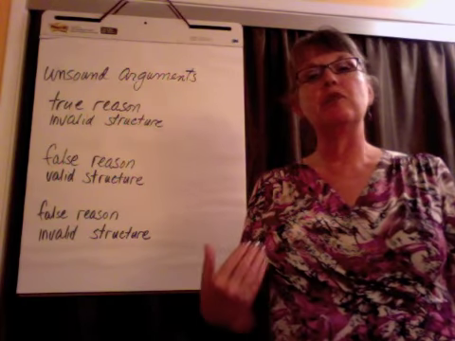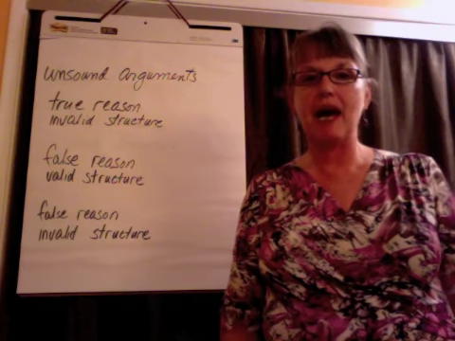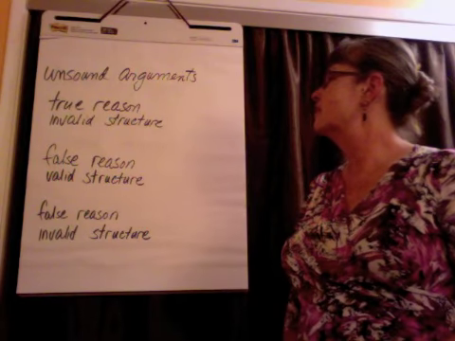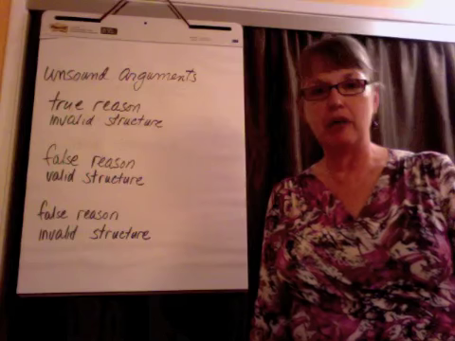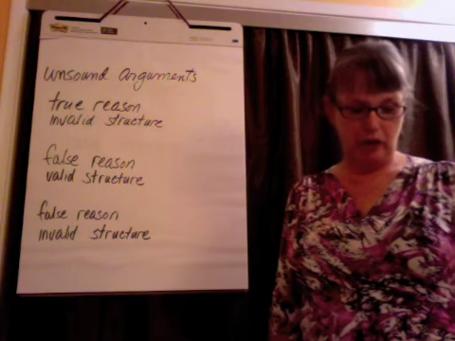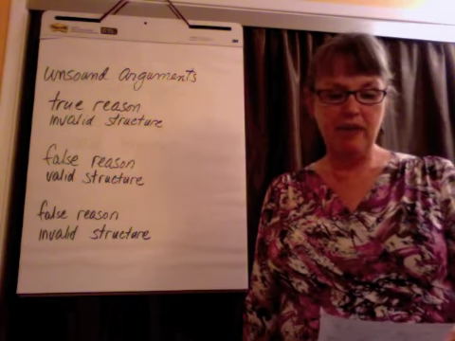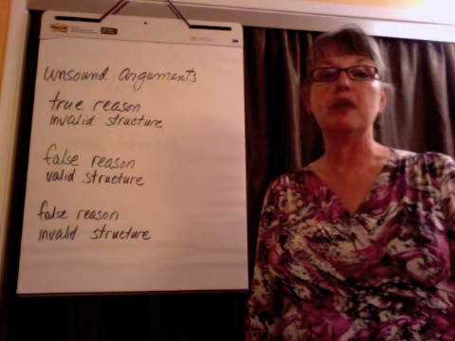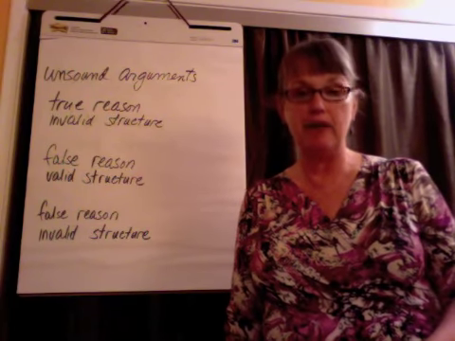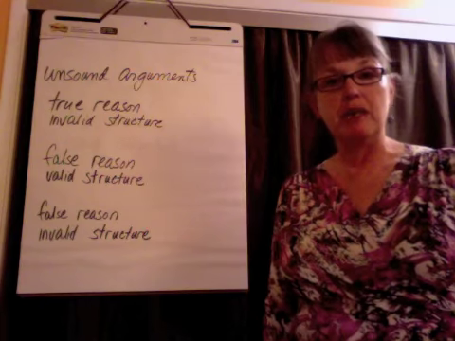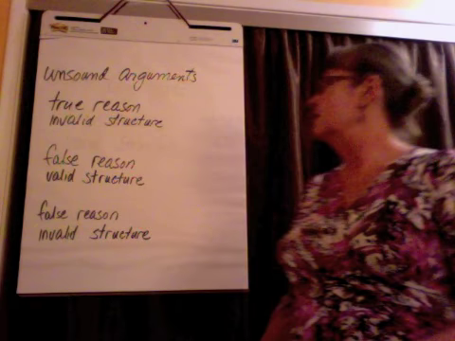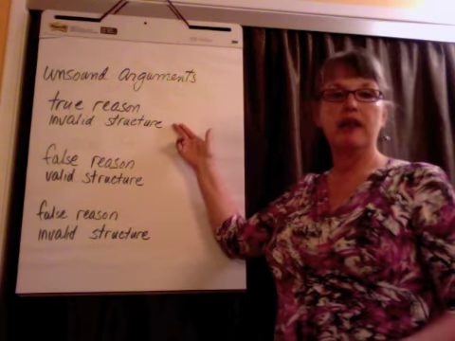For an argument to be considered sound, it must have true reasons and a valid structure. Here are some examples of unsound arguments. Let's start with a true reason but an invalid structure. Cavities develop when food is left between the teeth. Brushing your teeth helps to remove that food. Brush your teeth because I say so. So it doesn't follow. It had true reasons but an invalid structure.